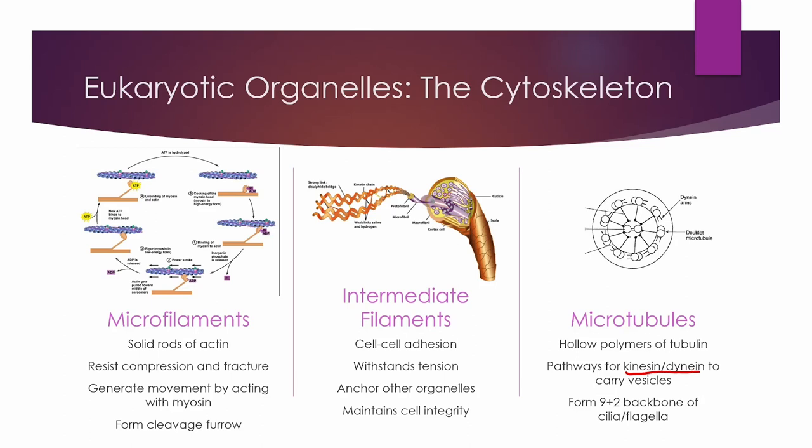Cilia and flagella are motile structures, and these are composed of microtubules. The difference between cilia and flagella will be discussed later on, but essentially the microtubules that are being used form a 9x2 or 9+2 structure, as you see right here. Essentially, it's 9 doublets of microtubules followed by 2 in the center.